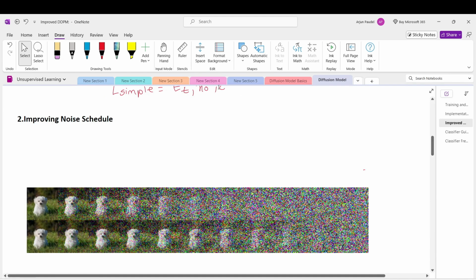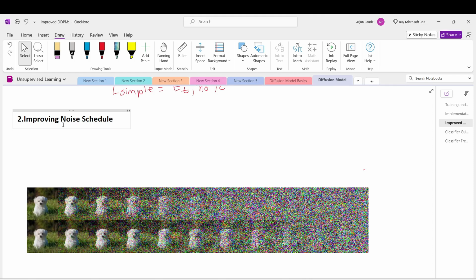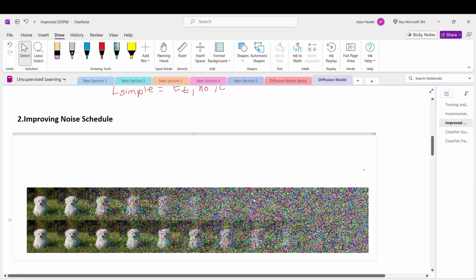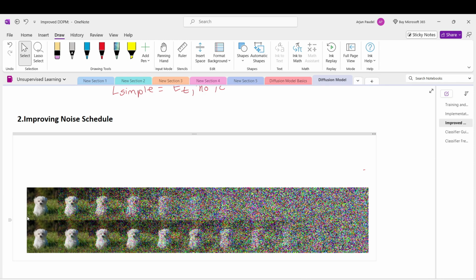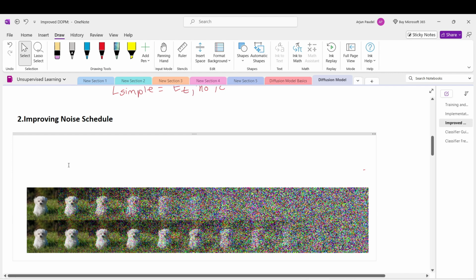Let's move to the second part, which is improving the noise schedule. In the original DDPM paper they propose a linear noise schedule, which adds noise in a linear fashion. This is the effect of linear schedules. You can see here we start with the dog, and as we know, in the diffusion model we add noise and destroy the structure of the data and try to recover the structure of the data back and get something which lies in the distribution of the dog.